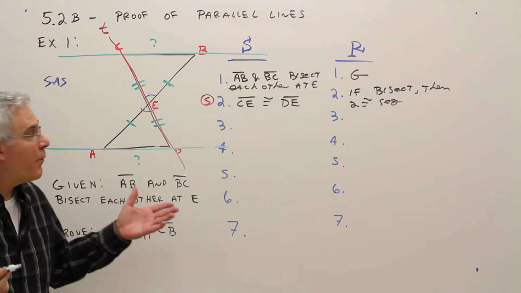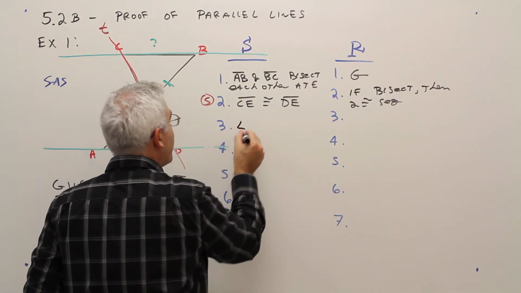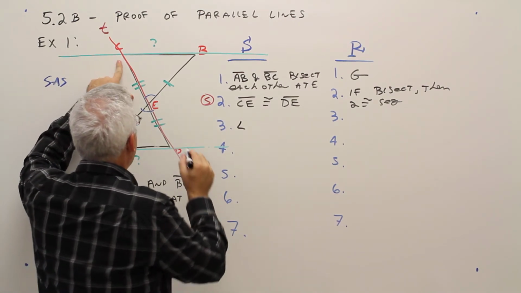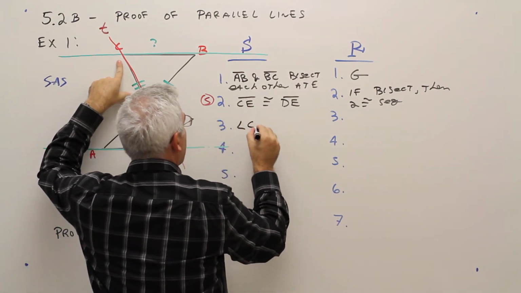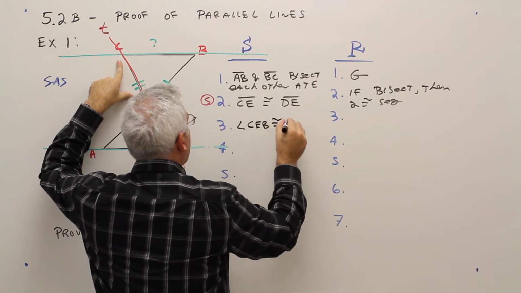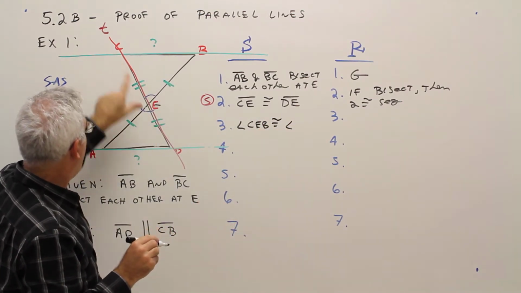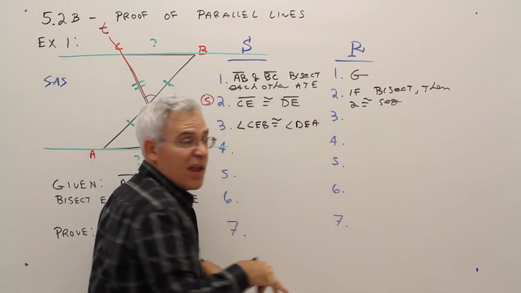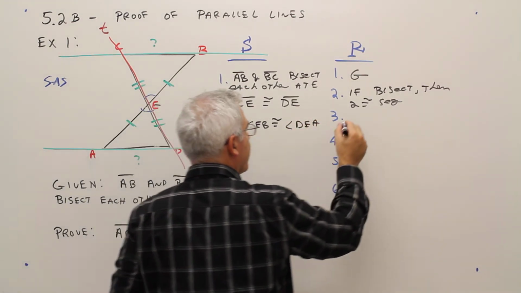Okay, I'll go for my angles. Don't just use letter E, that's confusing. You're going to use 3 letters. Angle CEB is congruent to angle DEA if vertical angles then congruent.